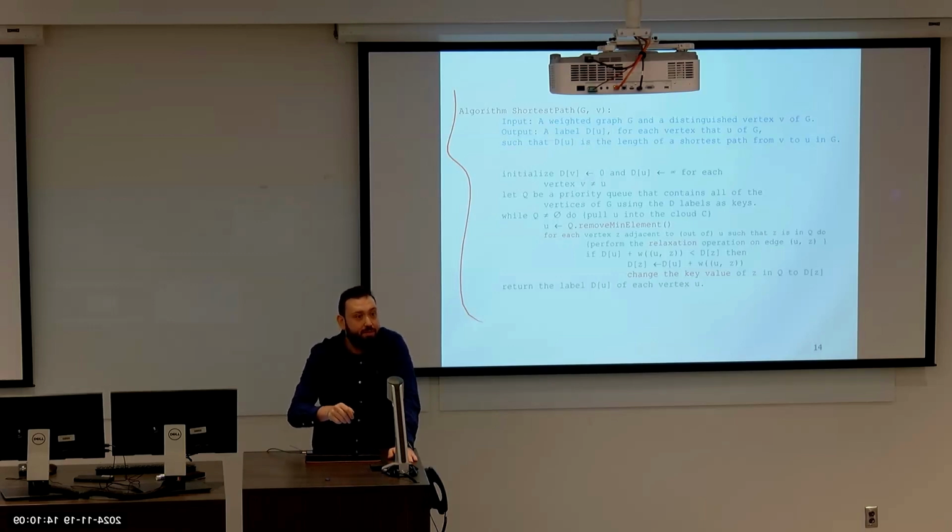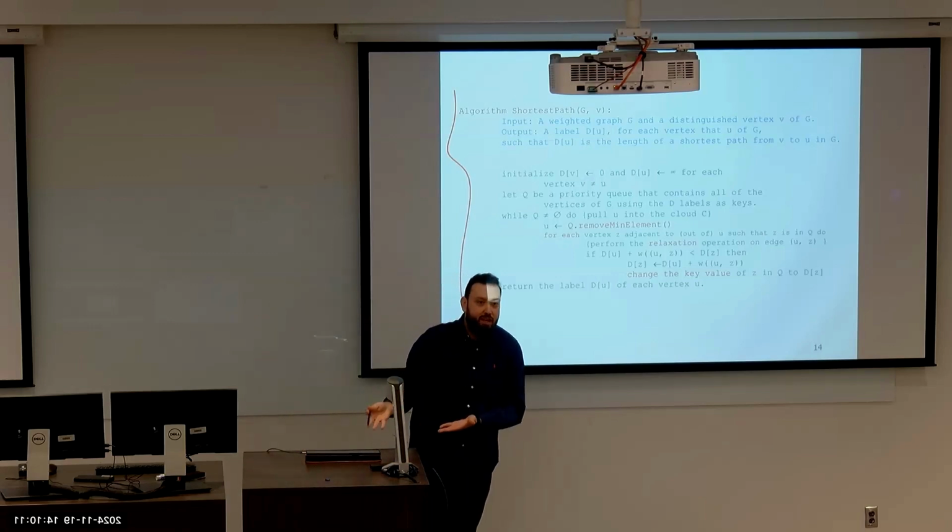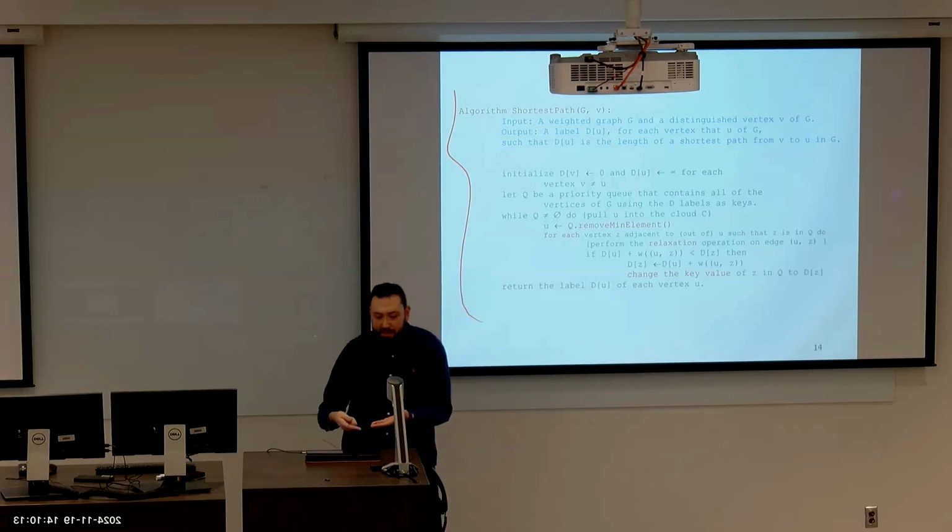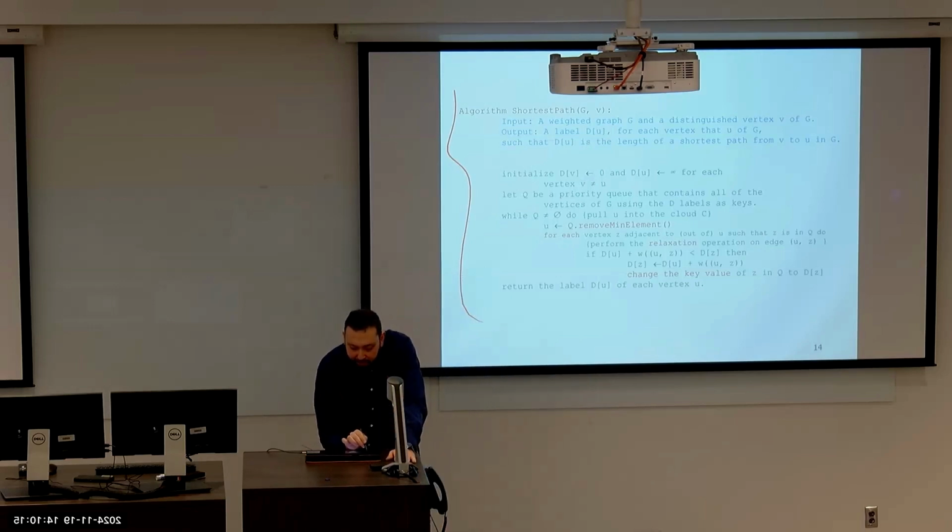Now, this is not the only algorithm. This can be changed, and other things can be added to it. For example, here the output is just the label d(u). You can also have the path with the output. This is just to give you an example. But what are we doing first? Let's look at this.